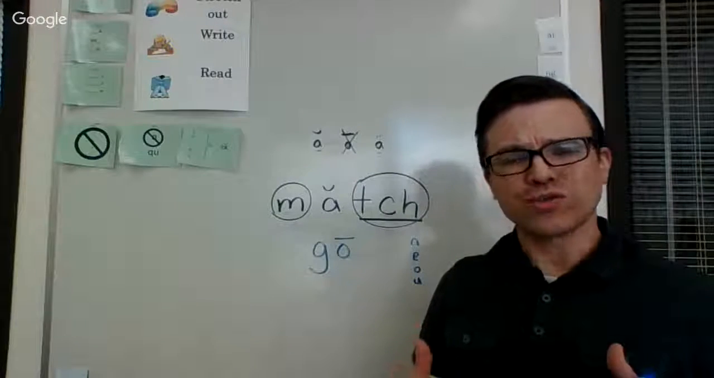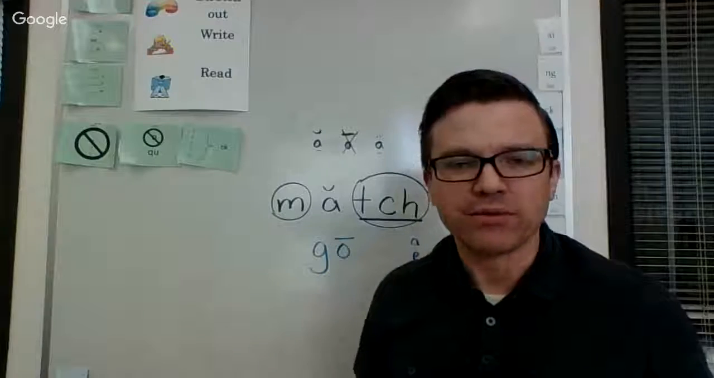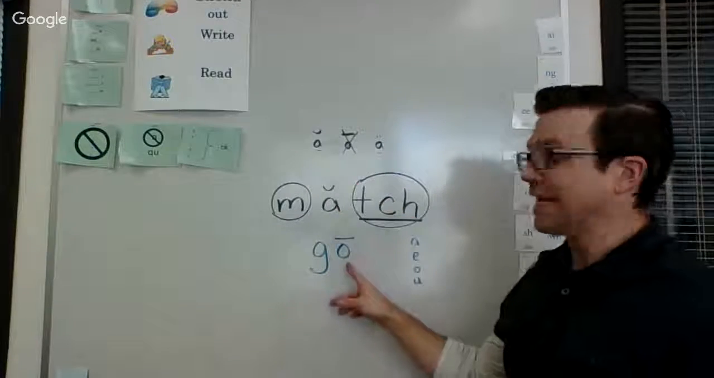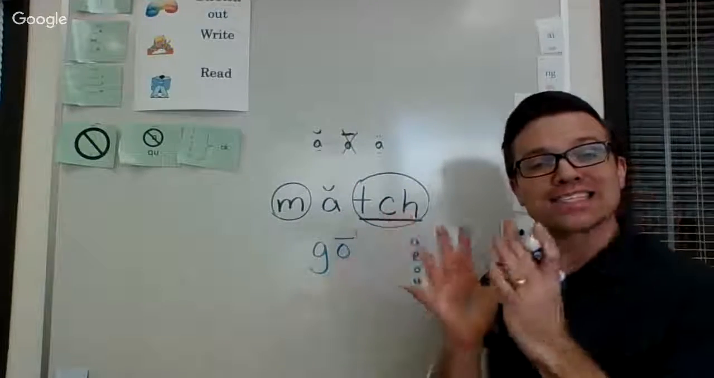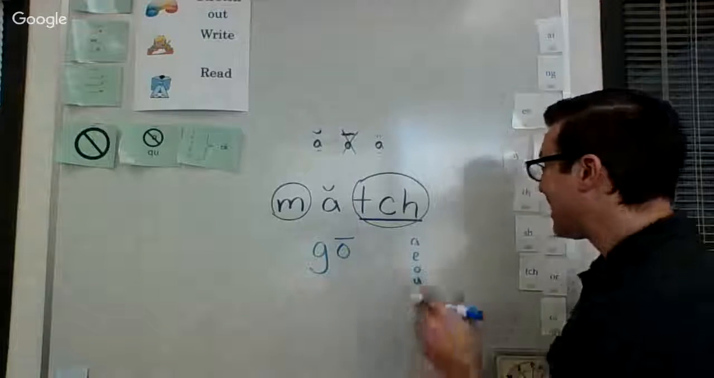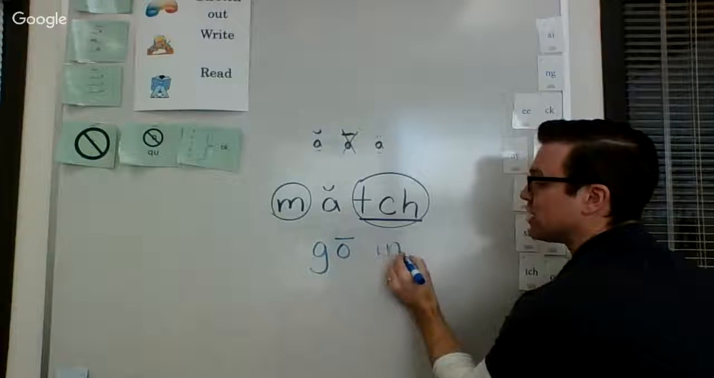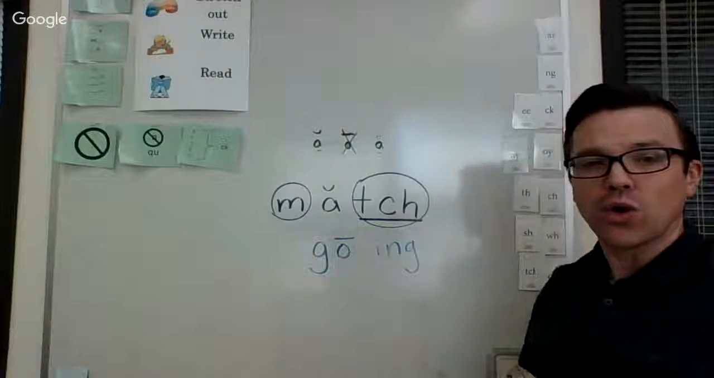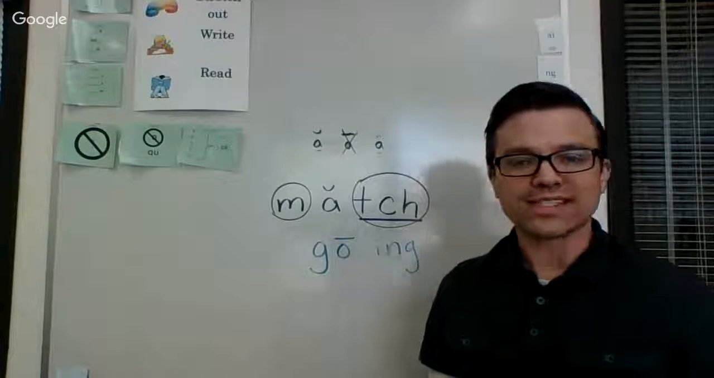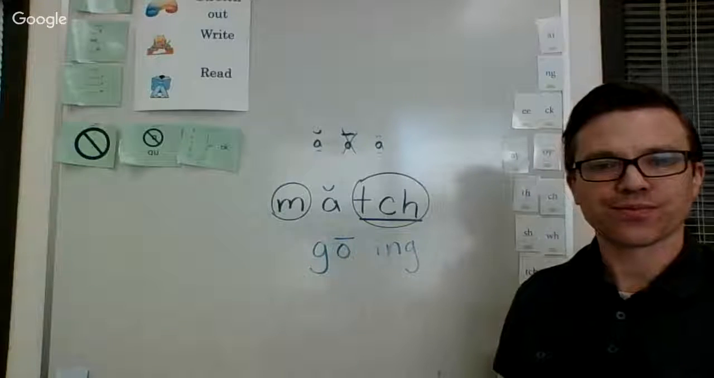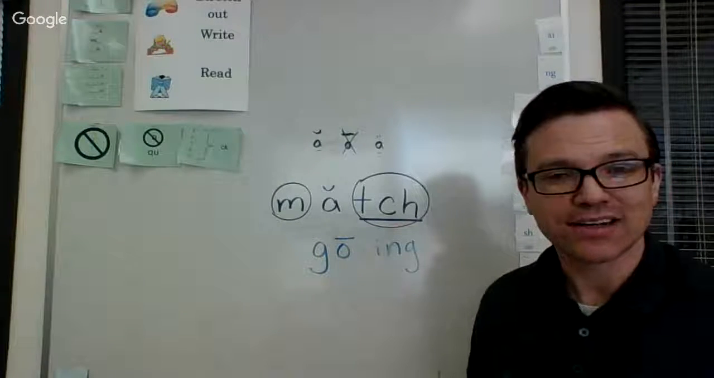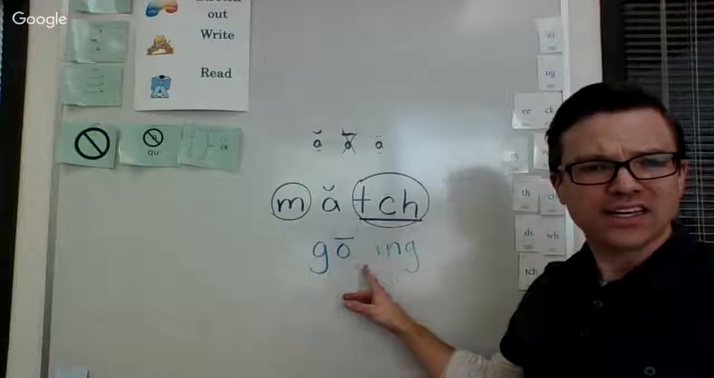So I want you to know the reason, not just, I know that word, that's go. I want you to know the reason why. It's because it's open. There's no consonant closing it in. Now that's true of a word like this too. Go ahead and add ing to the end of the word go. What is that new word? It's going, isn't it?